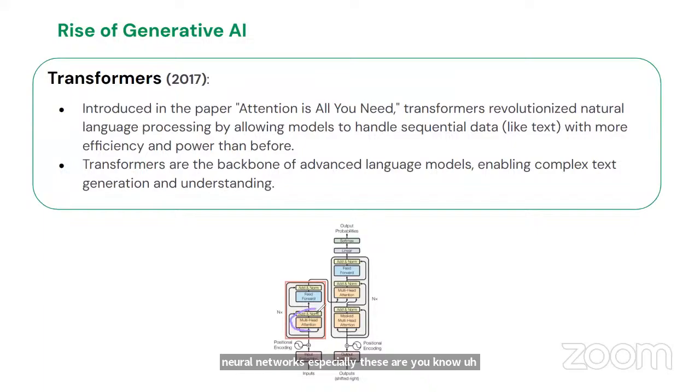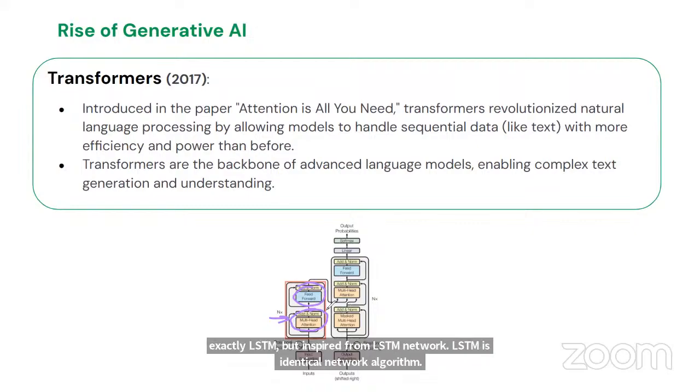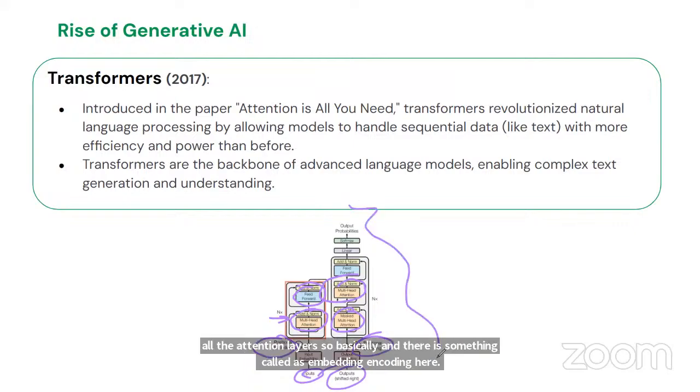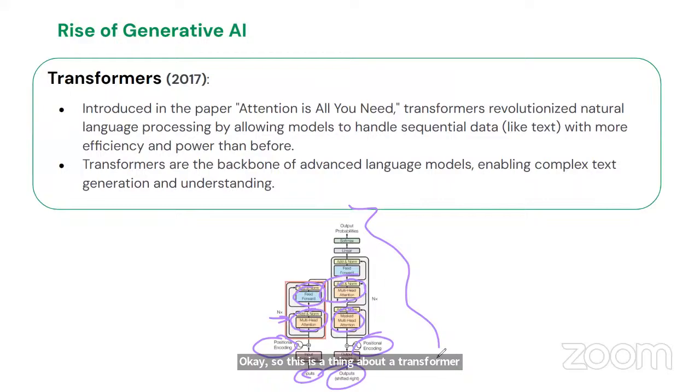If you see, there is something called multi-attention. There is something called a feed-forward network, which is again a neural network itself. Multi-attention is nothing but an LSTM kind of network, not exactly LSTM, but inspired from the LSTM network. LSTM is based on RNN, RNN is based on ANN. So everything is linked here. You can see all these attention layers, and there is also embedding and encoding. So this is a transformer architecture.